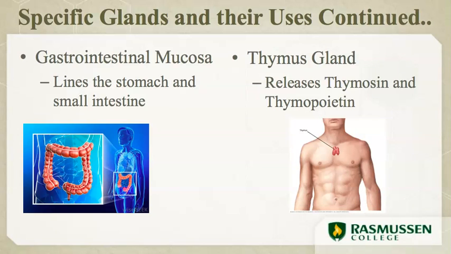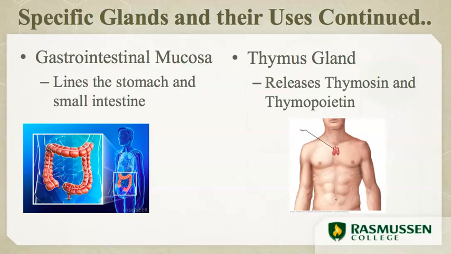mucosa and the thymus. Your gastrointestinal mucosa is the lining of the stomach and small intestine that contains endocrine glands that produce specific hormones that facilitate digestion. The thymus gland is composed of lymphatic tissue and is located in the mediastinal cavity in the front of and above the heart. The thymus is part of the lymphatic system, but also functions as an endocrine gland by releasing thymosin and thymopoietin.